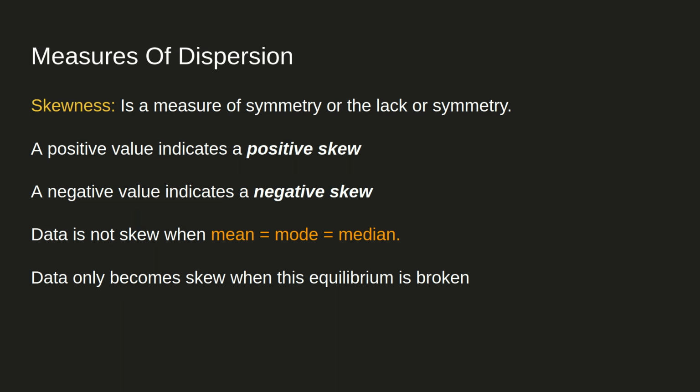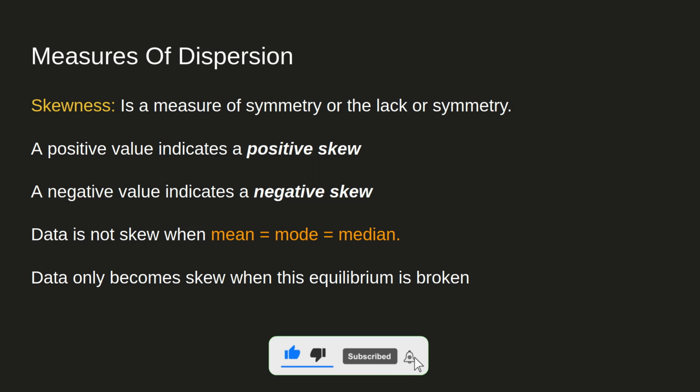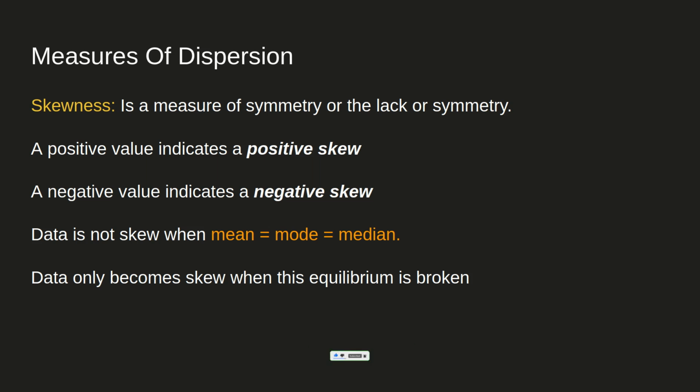So let's look at measures of dispersion, right? We're going to look at what skewness is. Skewness is a measure of symmetry or lack of symmetry inside of the data. Symmetry means that the right and the left side are equal. So if you draw a normal distribution plot and want to check if the right side is the same as the left side, you can use skewness to check this. A positive skew value indicates a positive skew, and a negative value indicates a negative skew.